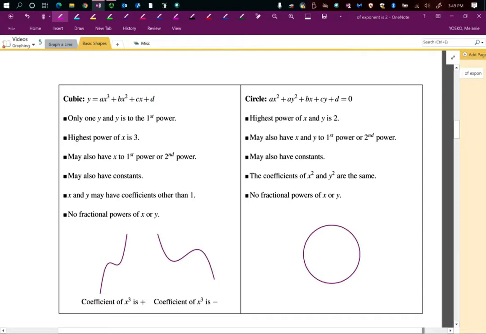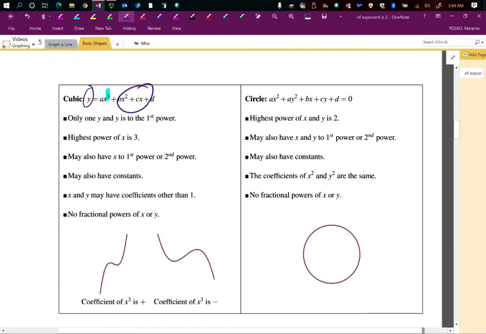You could have an x squared, an x term, and a constant term, but the highest power of x is 3. There are no fractional powers. You could have constants. You could have different coefficients. But the biggest thing you check are the powers, the exponents of the highest power of x and the y term. The basic shape goes like this or like this. If the coefficient of x cubed is positive, it looks like this. Now you might see it more exaggerated depending on what's happening to these middle values, or maybe even less exaggerated. But the basic shape is kind of like this.